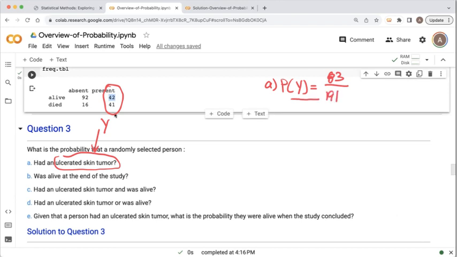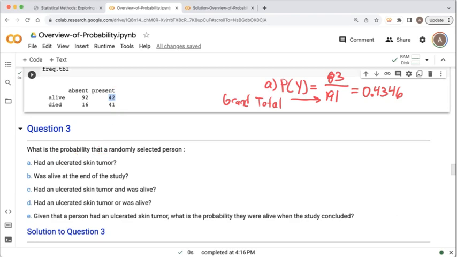And I divide that by the total number of people remaining in our study, and that's the 191 people. So I get 83 out of 191. So P of Y winds up being 0.4346.